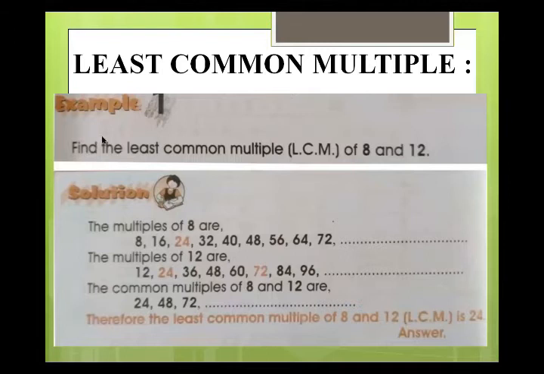Example number 1, which is also given in your book: find the least common multiple of 8 and 12. For the name least common multiple we use the short form, which is called the LCM. L stands for least, C stands for common, and M stands for multiple. Before finding the least common multiple, we first find the common multiples, then we find the least common multiple.